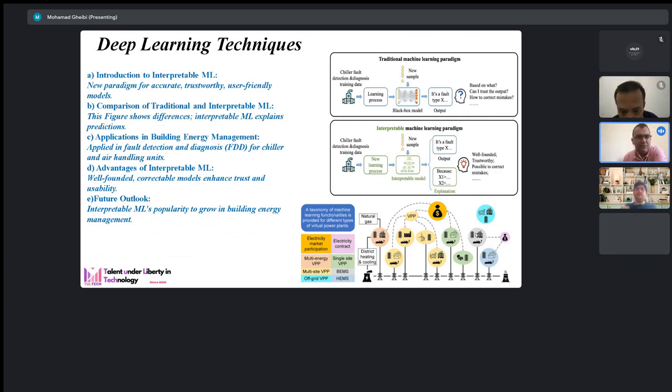We need to check fault detection and diagnosis for chillers and air handling units. Also, what are the main advantages and disadvantages of implementing machine learning in comparison to the traditional method? And the future outlook related to interpretable machine learning and its growing popularity in building energy management.